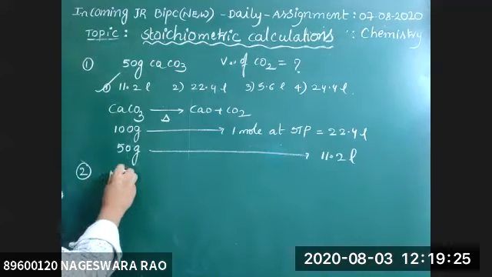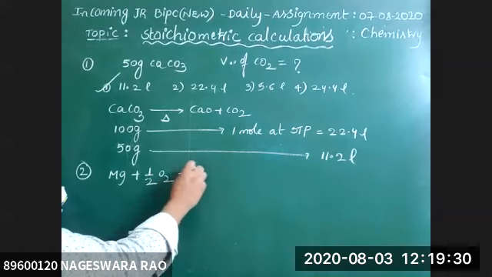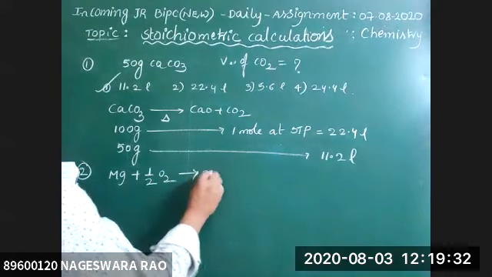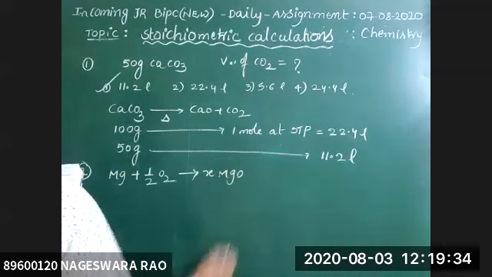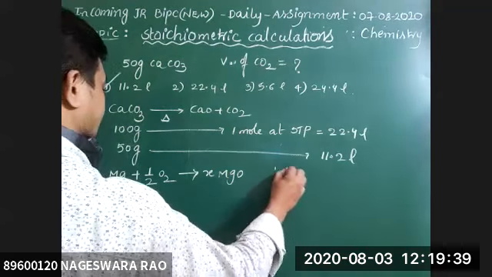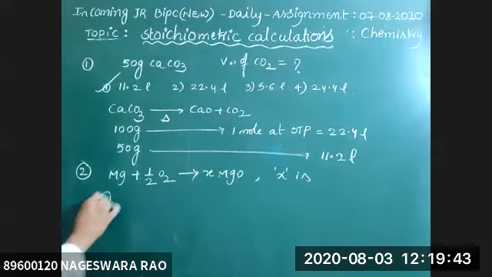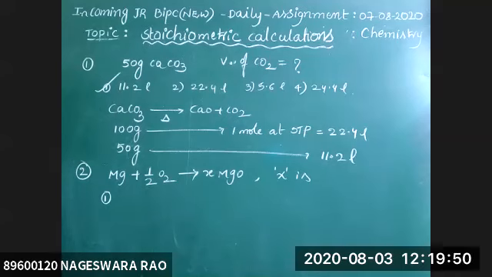Magnesium reacts with half mole of oxygen to give X moles of magnesium oxide. Here X is the number of moles of magnesium oxide. So Mg plus half O2 gives rise to MgO. Only 1 mole of MgO is formed in this reaction. How many moles, friends? 1 mole of magnesium oxide is formed.